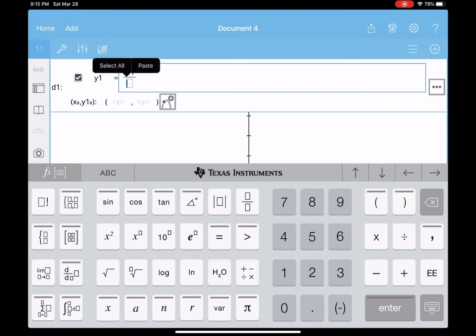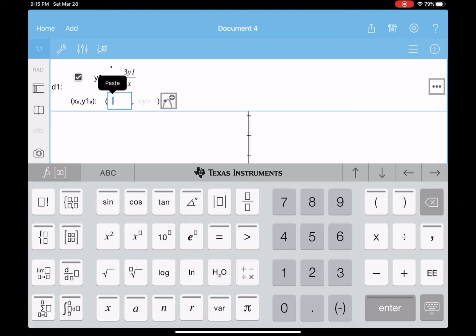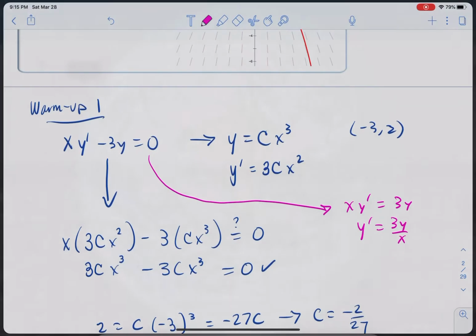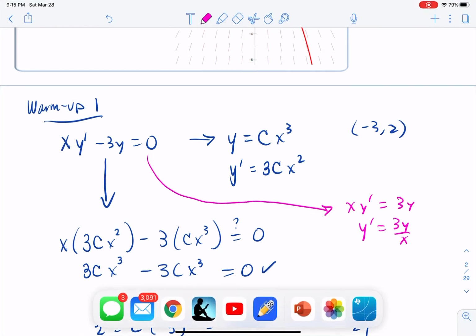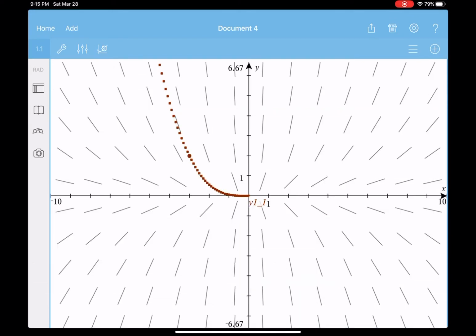Over x. And then we did have an initial condition. Our initial condition was... I don't even remember. Negative 3, 2. Geez, it was like 2 seconds ago. Negative 3, comma 2. Hit enter. All right, there we go.